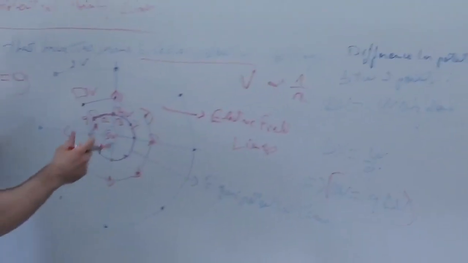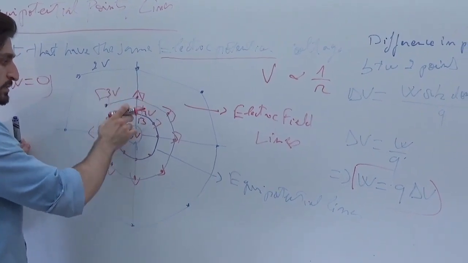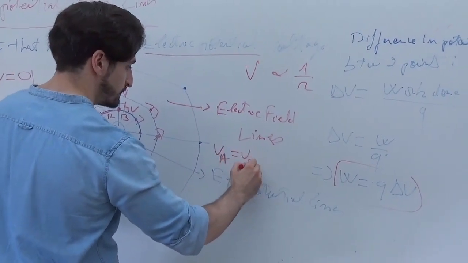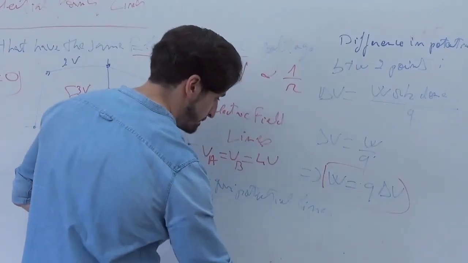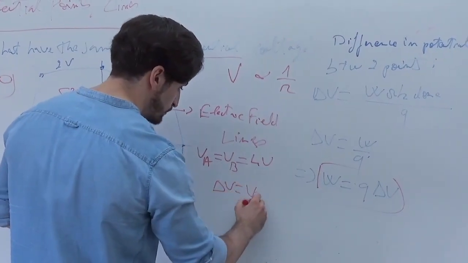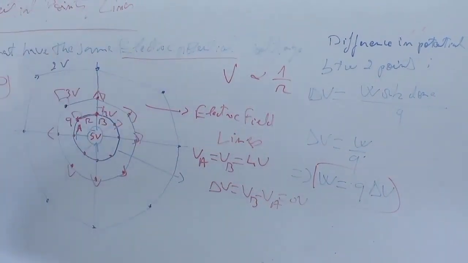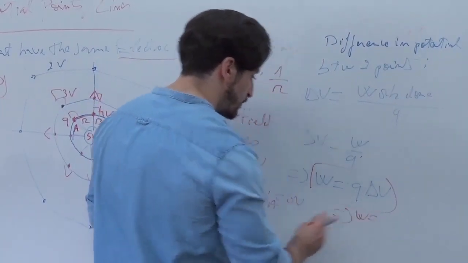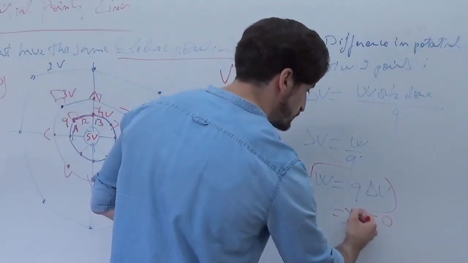Let's consider that we want to find the potential difference between point A and point B, which are situated along the same equipotential line. So we know that VA is equal to VB, which is equal to 4 volts. In that case, delta V, which is equal to VB minus VA, is actually equal to 0 volts. So since delta V is equal to 0, the work done in order to move that charge from one point to another over here is actually equal to 0.